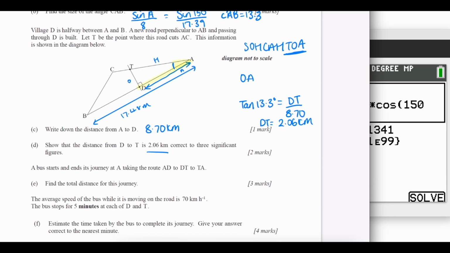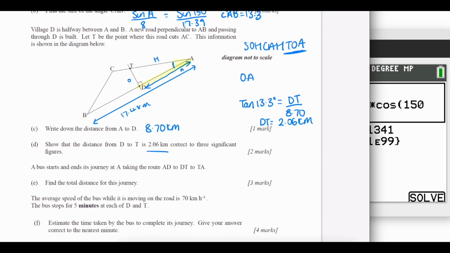And then for the next part, it says that a bus starts and ends its journey at A. It goes from A to D, D to T, and T to A. And we need to find out how far the bus goes in total. So that means that we're trying to find the full distance for the journey. So we need to now find the length of T to A. That's the only one we're missing from that journey, because it's going from A to D, D to T, which I've got, and then T to A is what I'm missing. But all the other measurements I now have.